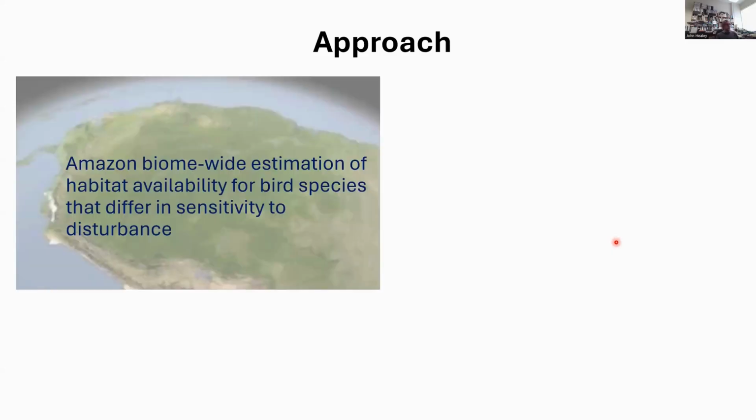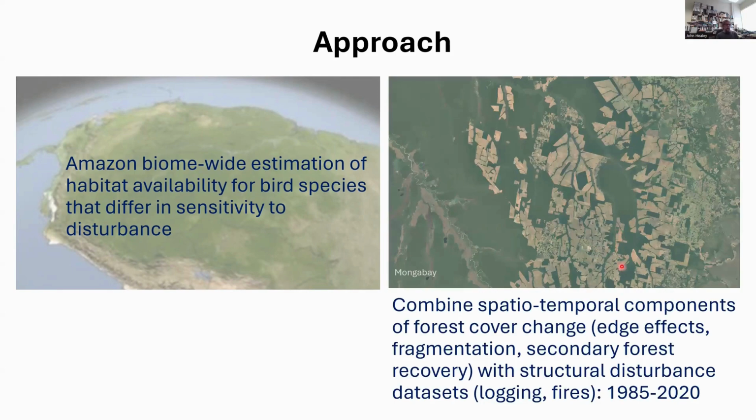Okay, so the broad approach that she took is first of all an Amazon biome-wide estimation of habitat availability for bird species that differ in their sensitivity to disturbance. And she then, using very much the same methods I've been describing, but for a slightly different window of 35 years, combines spatiotemporal components of forest cover change, the edge effects, fragmentation, secondary forest recovery, with structural disturbance data sets of logging and fires, which she hadn't used previously.